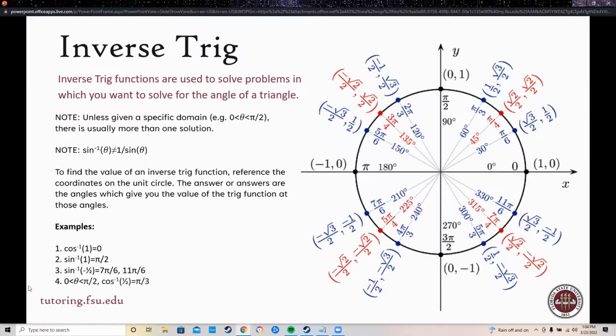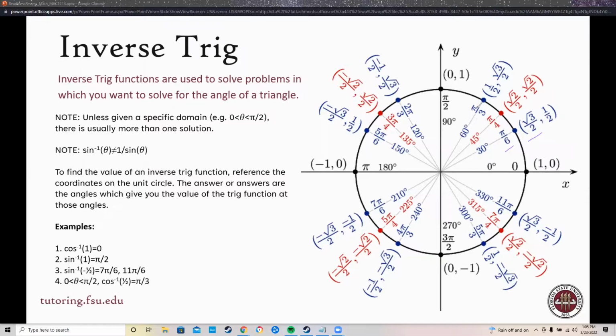In this lecture slide, we'll talk about inverse trig functions and how to read them. It's kind of exactly how it sounds. They're inverse values to the typical trig functions. So how it works is that typically, if I said, what was cosine of pi over 6, you would say cosine of pi over 6 is root 3 over 2.